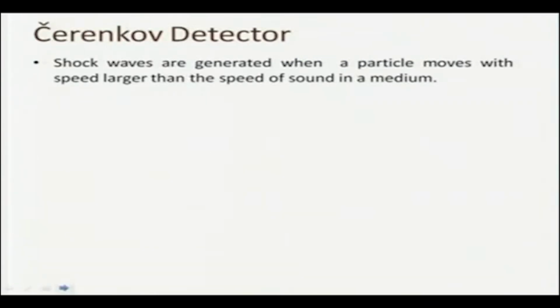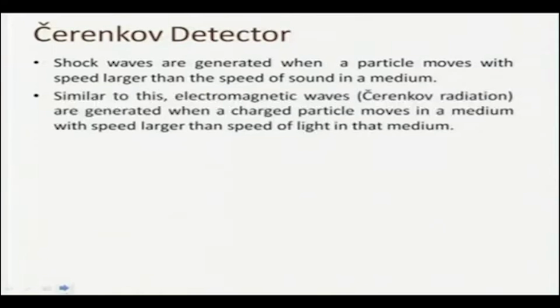Another type of detector is called the Cherenkov detector. This is very similar to the mechanical shock waves generated when particles move faster than the speed of sound in a medium. Similar to that, we can call it electromagnetic shock waves. Electromagnetic waves are generated when a charged particle moves in a medium with speed larger than the speed of light in that medium, of course.